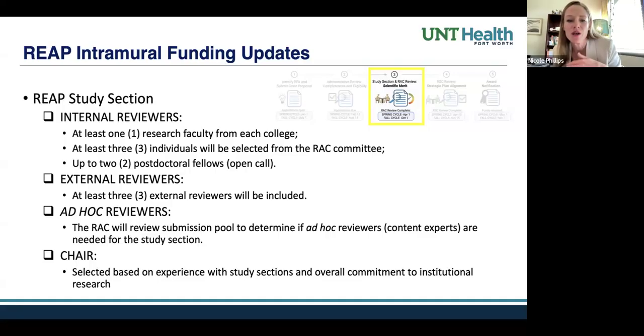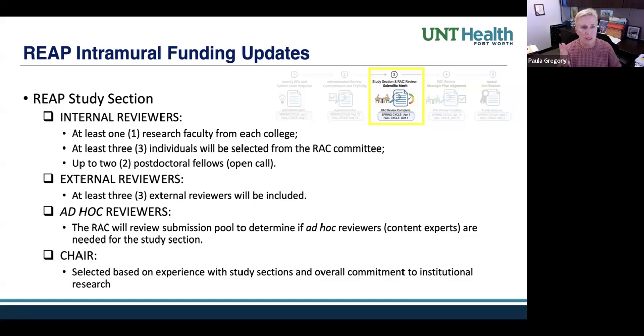The external reviewers we're identifying as leaders in the biomedical field who are very familiar with study sections and the proceedings. And then ad hoc reviewers will be established at RAC as needed when we see the portfolio of applications that comes in. If we know there's a deficit in expertise, we'll bring people in specifically.